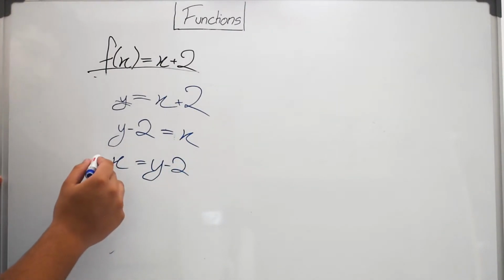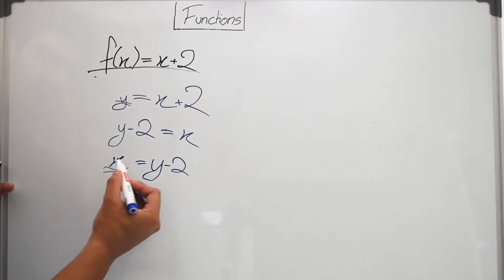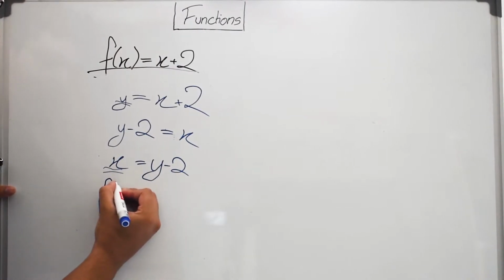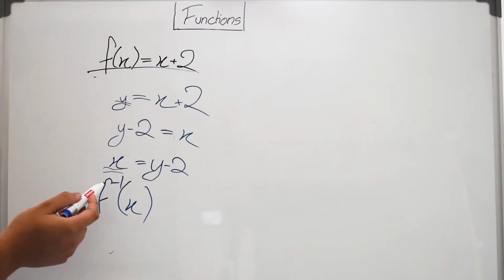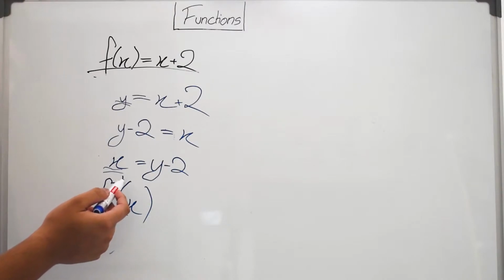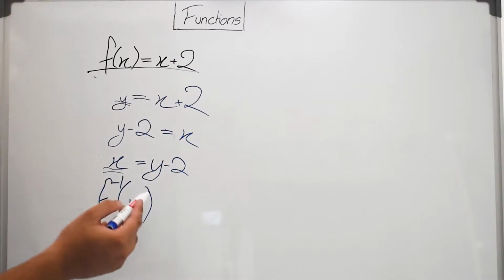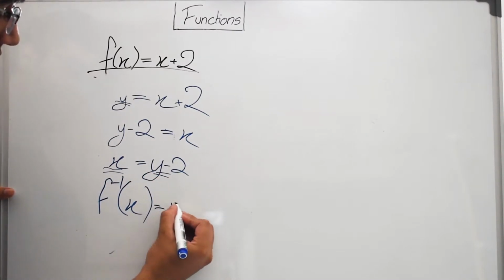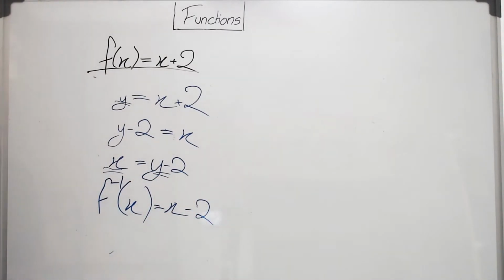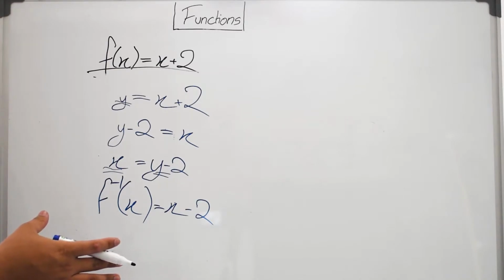Now that we've made x the subject, we just have to change x to f inverse of x. The notation for f inverse of x is just a minus 1 above the f, in the same notation as f of x, and we'll change this y to an x. So this is the inverse function.